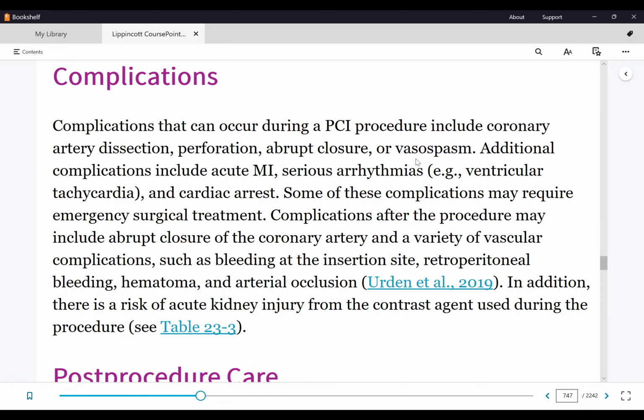Now, since I mentioned that we now do the radial artery approach, we no longer do it through the femoral artery. So there's really no activity restriction. Patient is up ad lib as tolerated. So if they are strong enough, get them out of bed. Okay?